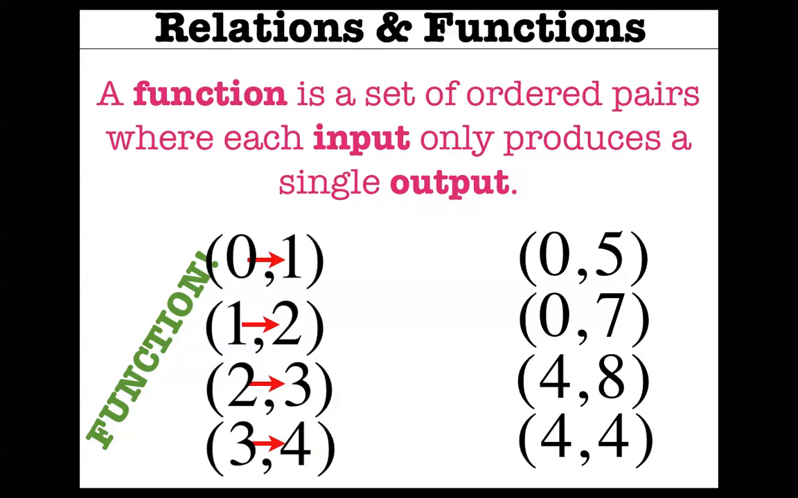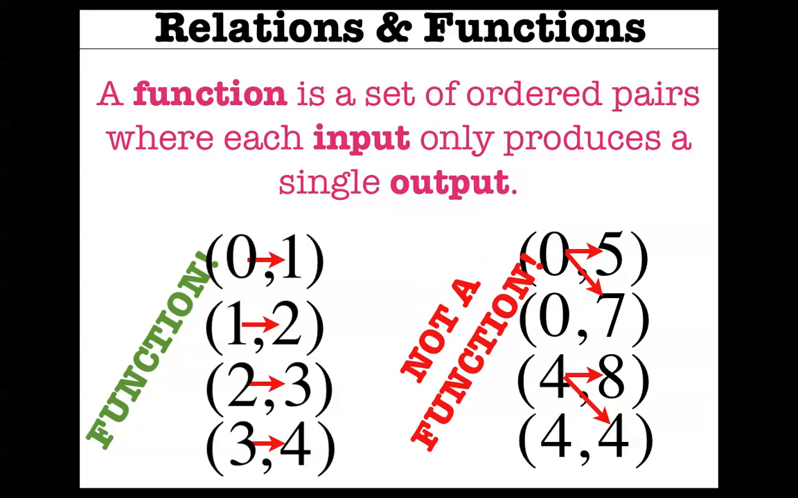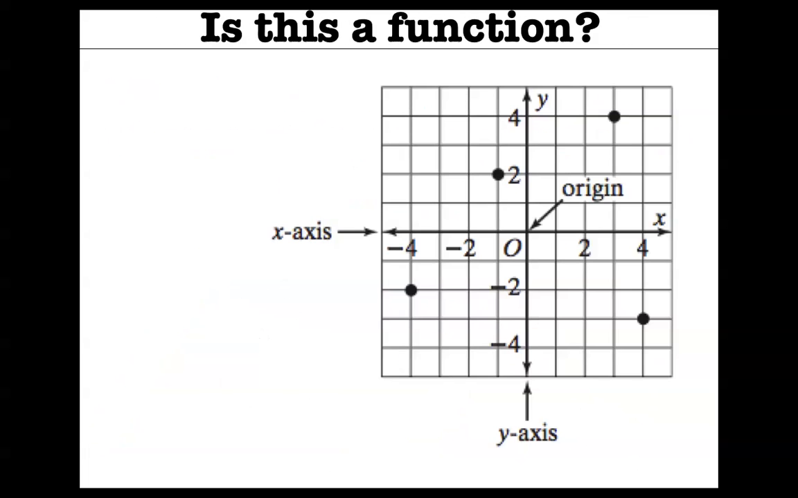Here's an example that's not a function. If you plug 0 in, you could get 5, or you could also get a 7 because (0, 5) and (0, 7) are both part of that relation. If you plug 4 in, you could get 8. If you plug 4 in, you could get 4. Okay, this is not a function. And the reason that it's not a function is the 0 input has 2 different outputs, and the 4 input has 2 different outputs. So a function only works when each input gives you 1 output.